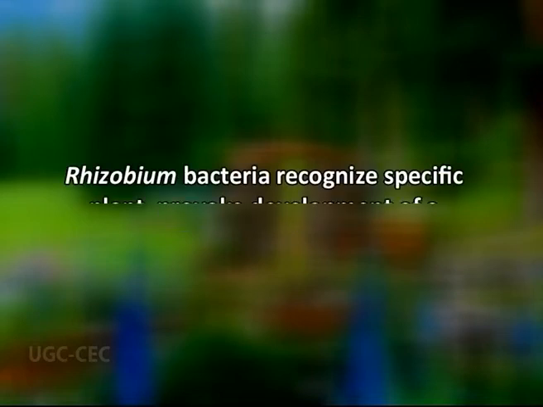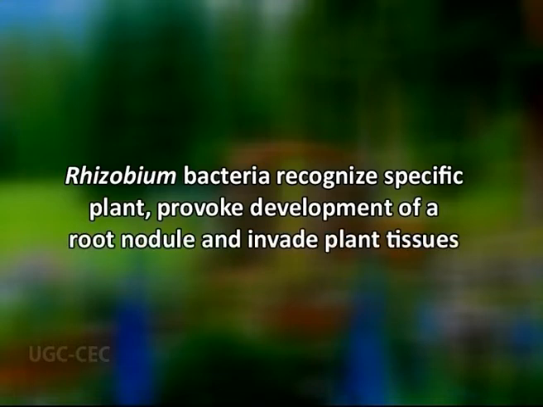Rhizobium bacteria recognize a specific plant, provoke development of a root nodule and invade the plant tissues. Eventually, the rhizobium cells transfer themselves into a host cell, surround themselves with plant membrane and arrange nutrient exchange with plants. Now, steps involved in the nodule development process.